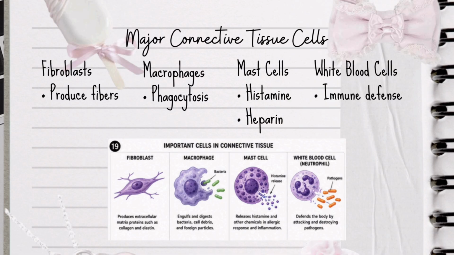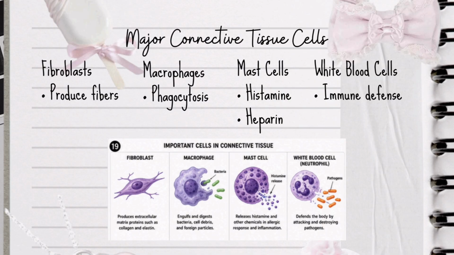Another important cell is the mast cell. Mast cells release histamine, which increases blood flow and contributes to inflammation during injury or allergic reactions. They also release heparin, a substance that helps prevent blood clotting. During an allergic reaction, immunoglobulin E antibodies bind to mast cells, triggering the release of histamine. This is why allergies can cause redness, swelling, itching, and increased mucus production.